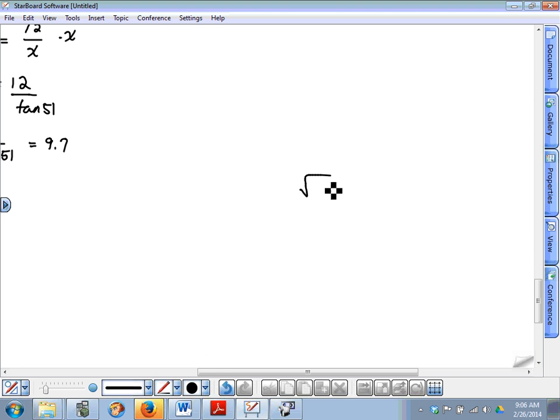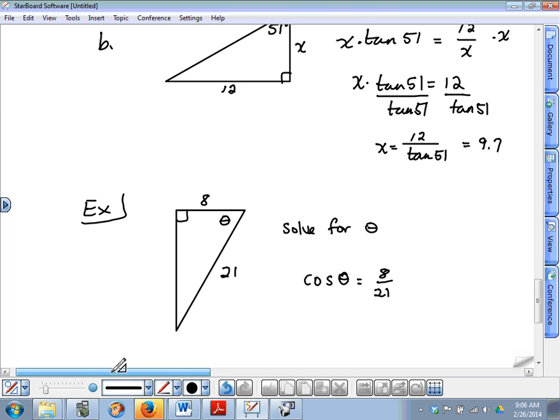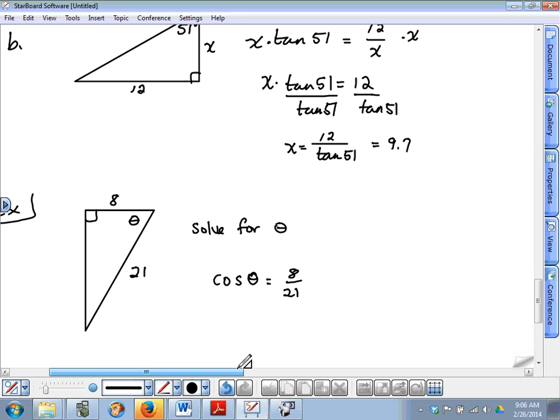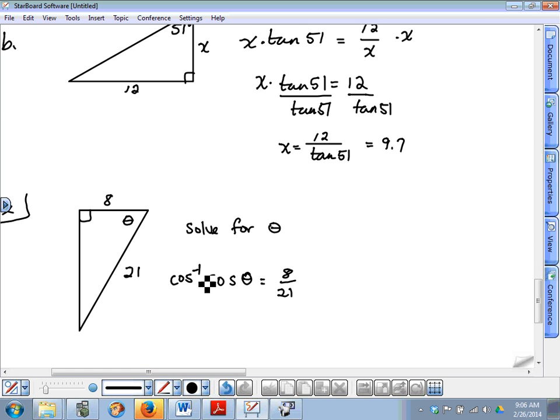If the square root of theta was equal to 3, would it make sense to divide by a blank square root on both sides? No. What would you do to the square root? You would do the inverse, which is squaring, right? So in order to get rid of a cosine, we don't divide by it, we do the inverse, which is the notation cosine to the -1. That's the inverse cosine. All of you should have that on your calculator.